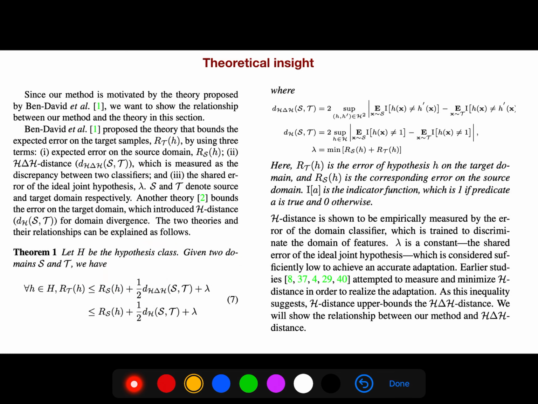Very elegant idea. But what is the theoretical insight behind it? Given 2 domains S and T, this is the error of the hypothesis H on the target domain and on the source domain. This I is the indicator function, which is 1 if the predicate is true and 0 otherwise. So it is upper bounded by the source error plus this d of h, which is here.